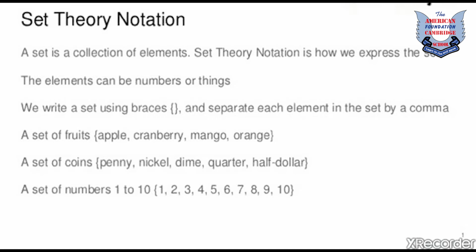Here you can see three different examples of sets. First one, a set of fruits. This set contains 4 elements: apple, cranberry, mango and orange. Second one, a set of coins. This set contains 5 elements: penny, nickel, dime, quarter and half dollar. And the last one, a set of numbers from 1 to 10. This set contains 10 members starting from 1 till 10.